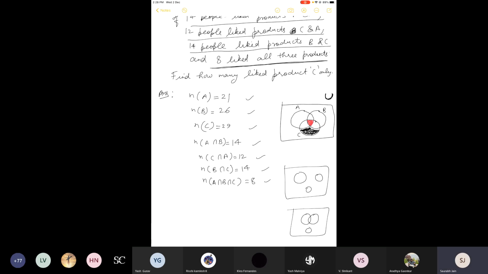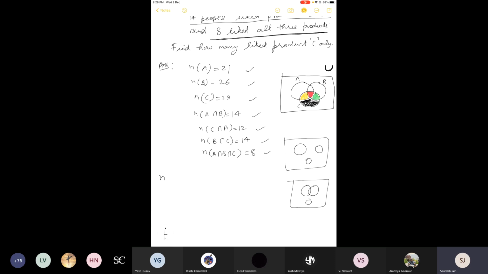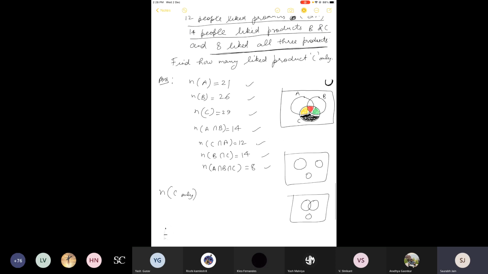Okay, let me shade some areas that will help you understand. So the C part, you can subtract just with the intersection of, wait a minute, CA and CB. That is why I'm shading them, then it will be easy to understand. Okay, wait a minute. Let me complete this. Okay, now let me write it mathematically first. Then you'll understand. I have to find N(C only). I'm not writing N(C). I have to write N(C only).